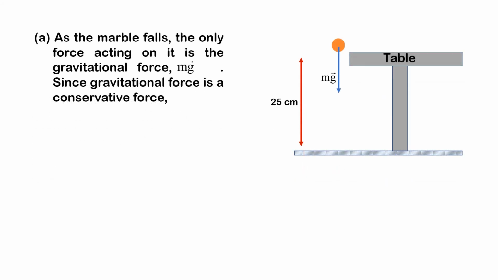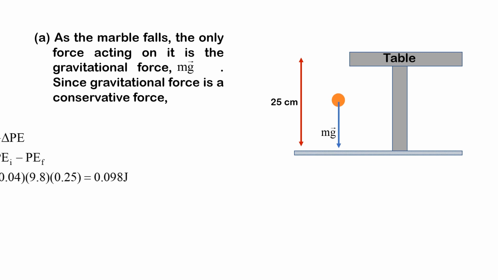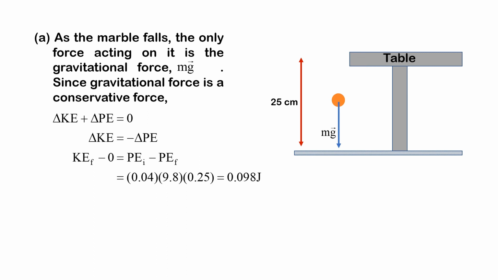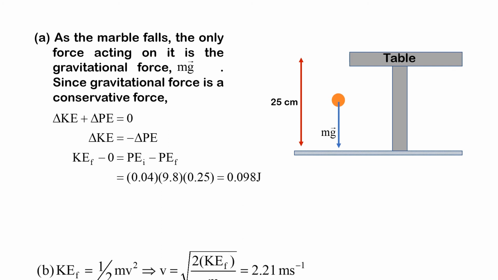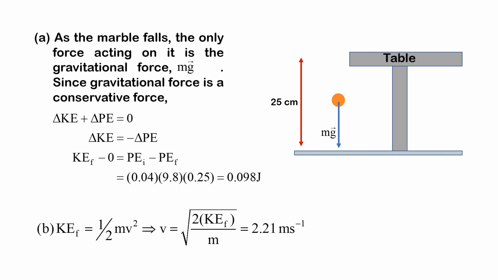As the marble falls, the only force acting on it is the gravitational force, mg. Since gravitational force is a conservative force, change in kinetic energy, delta KE, plus change in potential energy, delta PE, equals 0. The potential energy of the marble, due to its position, is converted to kinetic energy of 0.098 joule. The velocity of the marble, just before it hits the ground, is 2.21 meters per second.